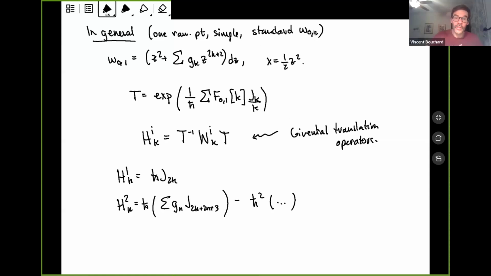Now, if you change omega 02, then you will introduce more terms in your conjugation, but it will still be just conjugation of the same W's. And that's true for any ramification point that's simple. You just conjugate the W's. That's all you have to do.